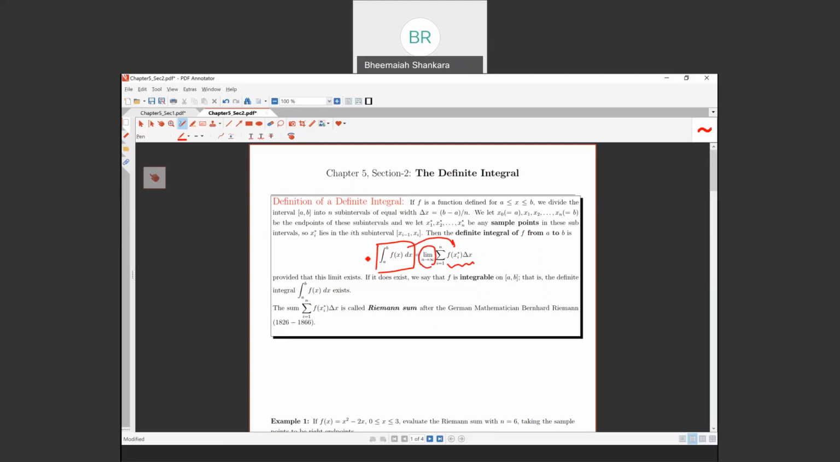So again, I want you to read this as the area under the curve, which is integration a to b f of x dx, which is given by the sum of f of xi times delta x, the length times the width of the rectangle. So we have a nice name for this sum. We call it a Riemann sum. He was a German mathematician, Riemann, who lived between 1826 and 1866. He was the one to find this Riemann sum.